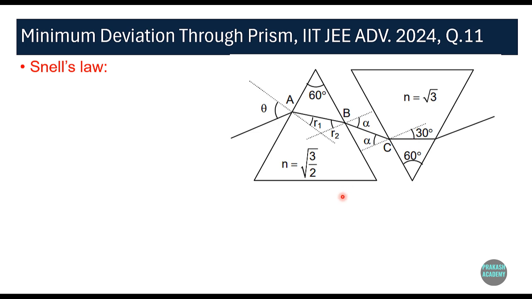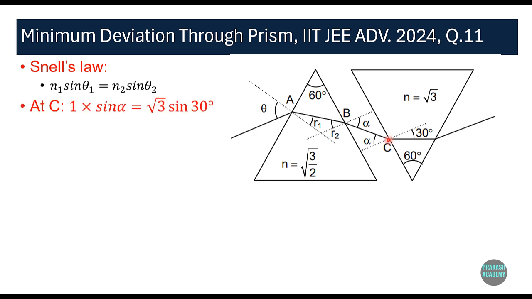So let us apply Snell's law. What is this law? This law says n1 sin theta 1 equals n2 sin theta 2. This means I can apply Snell's law at this point, and this point, and I can solve the problem. So let us first apply Snell's law at this point, because I know this angle and I know the refractive index, then I can calculate this angle.